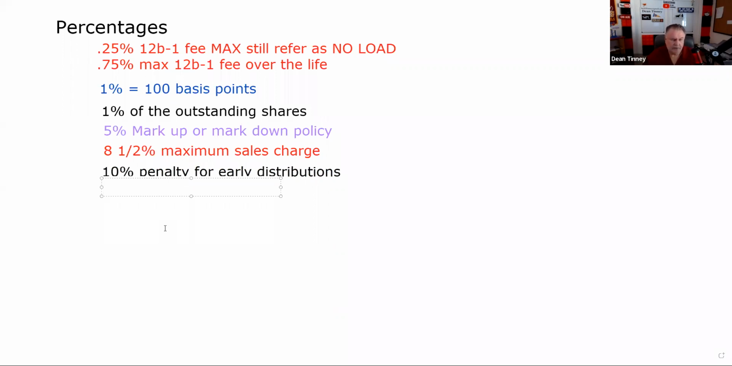The other thing 10% is for is maximum syndication fees in a public partnership, a DPP, direct participation program, that kind of thing. I'll keep it in the same color since it's 10%.